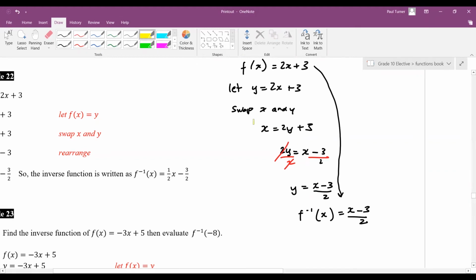That's all you need to do. You swap x and y here. So your y equals 2x plus 3 will become x equals 2y plus 3. So just swap where x and y are, then you need to rearrange. I should have written that there: rearrange.